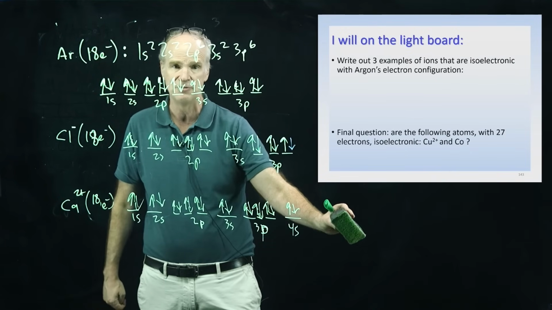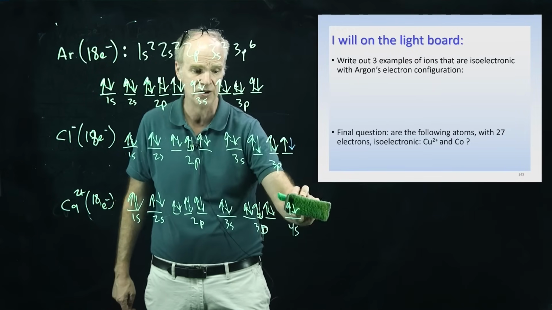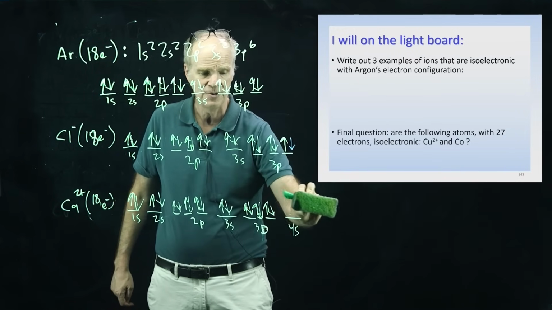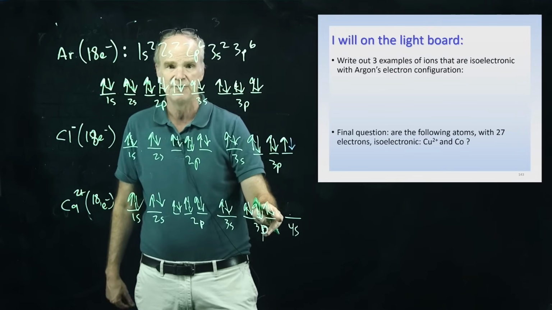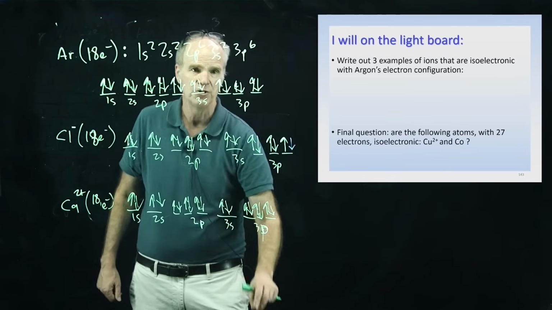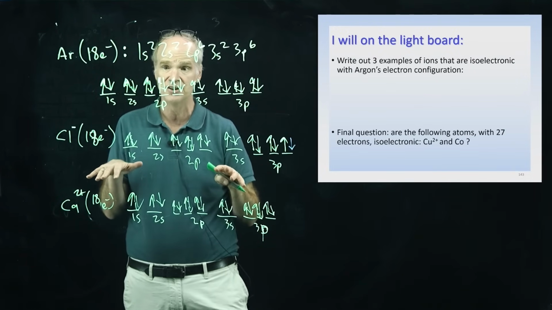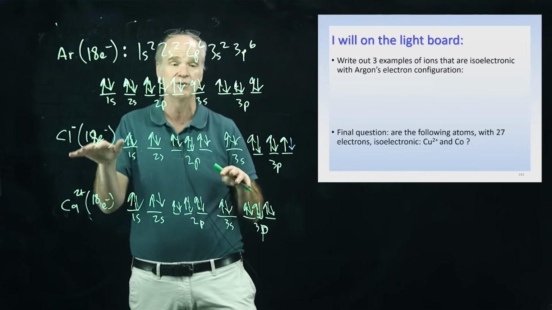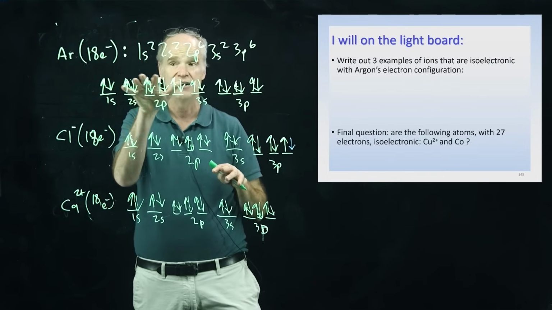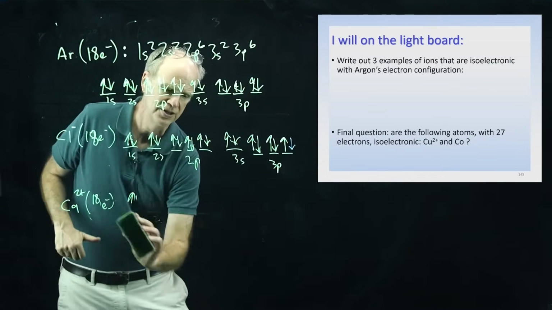We don't have any electrons in P, so we can't remove those, but we have 2 electrons in S. We can remove those. So this is the calcium ion's electron configuration. If you wanted to, you can just remove this. And so what you can see, the calcium 2+ ion has an electron configuration that is isoelectronic with chloride ions and argon. Okay, so let me do one more question, which is a really good one.